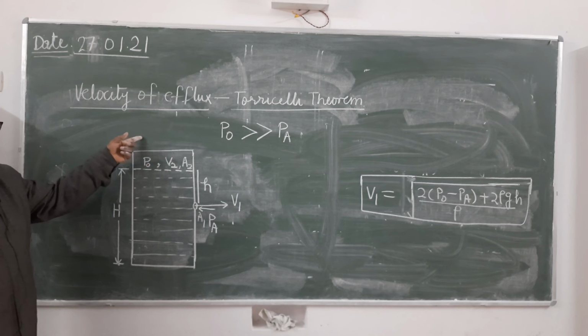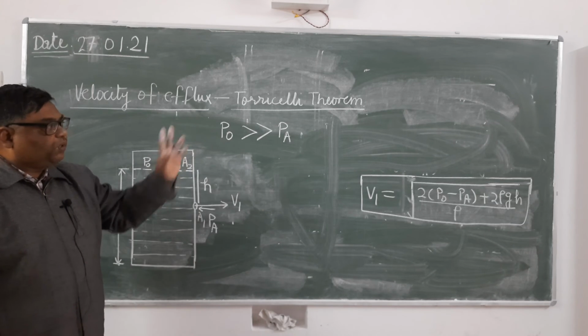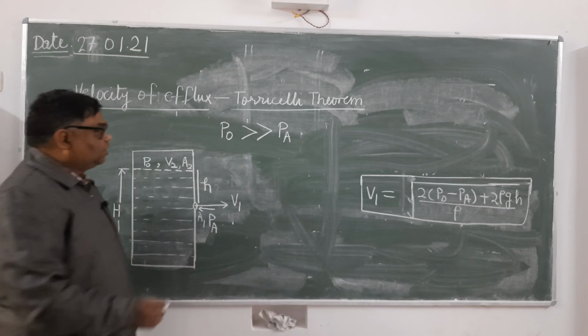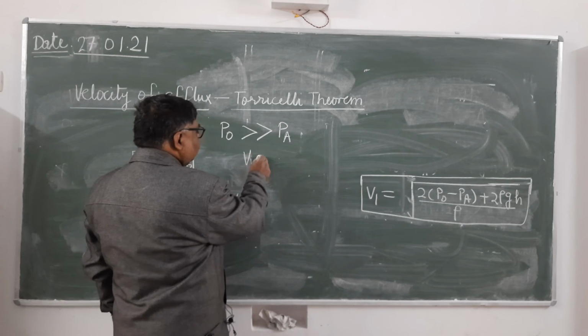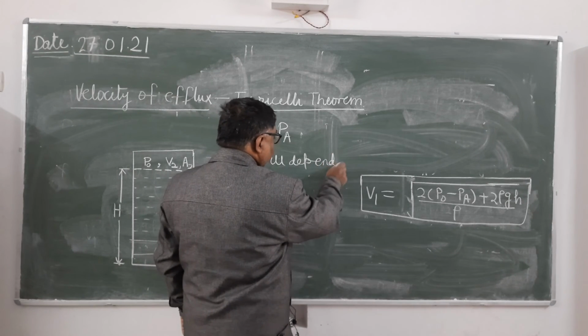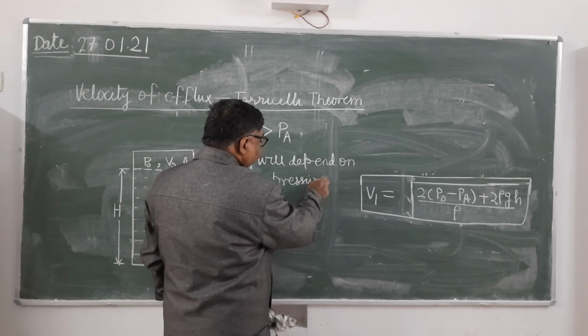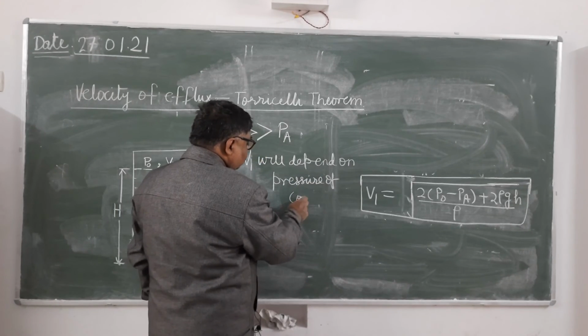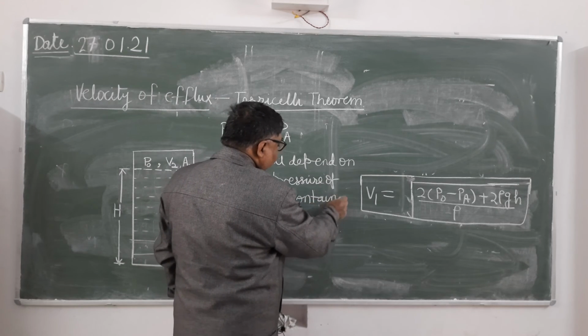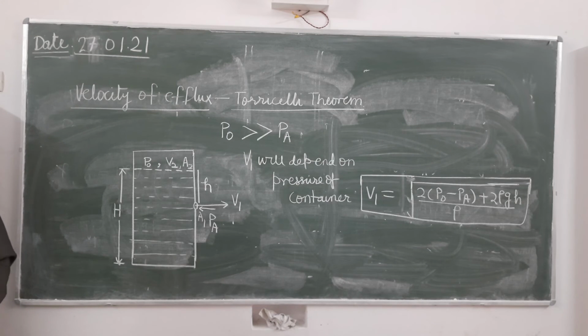This pressure will differ from the outside pressure only when it is closed. So when in a closed container, when P naught is much greater than PA, then V1 will depend on the pressure of the container in which the liquid is enclosed. It is clear?